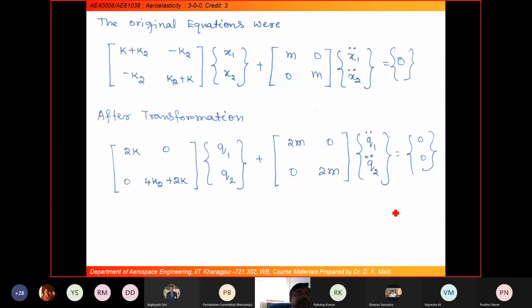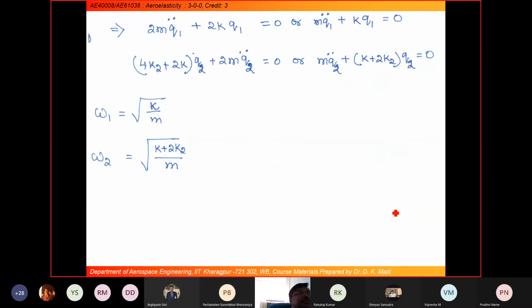Let me continue. That's what I have shown here. After transformation, we get these two equations, basically m q1 double dot plus k q1 equal to 0. That is with the information we have taken, m1, m2 equal to m, and similarly k1 equal to k3 equal to k. After substituting this information, we get these two uncoupled equations.